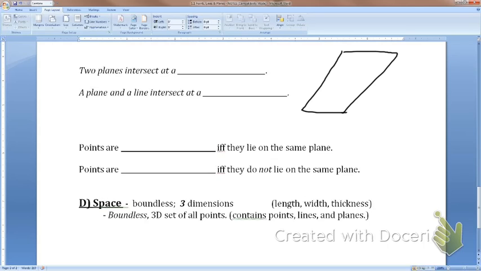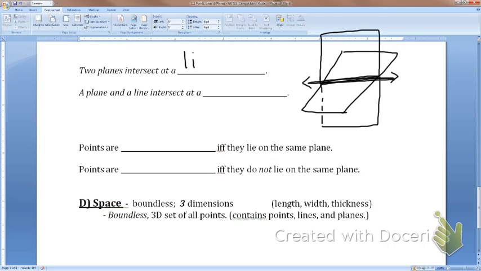I want you just to watch for a minute and then you can draw. And I'm going to do a dotted because it's going through that plane. If I had 2 planes like this that are going together, they would cross each other right here. And this creates a line. Okay, so 2 planes intersect at a line.